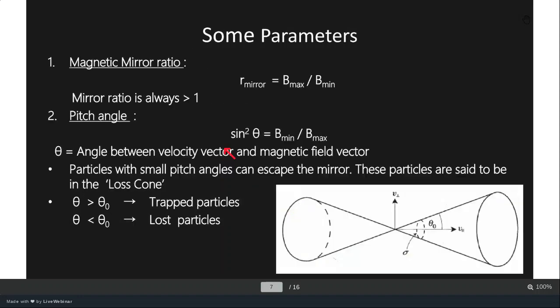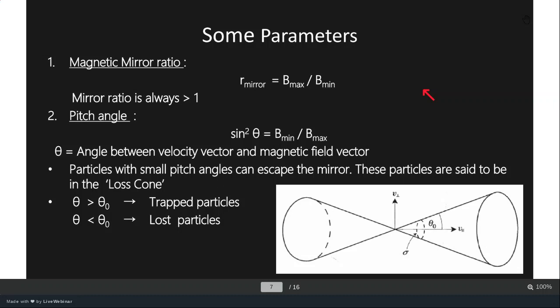Now, let's discuss some parameters of this configuration. So the mirror effect will occur only for particles within a limited range of velocity angles of approach, and those outside the limits will escape, making the mirror inherently leaky.